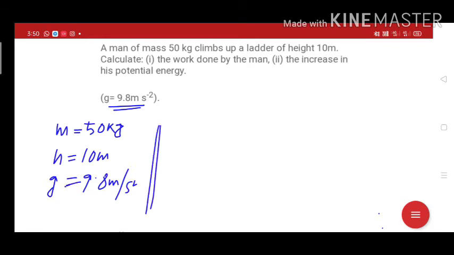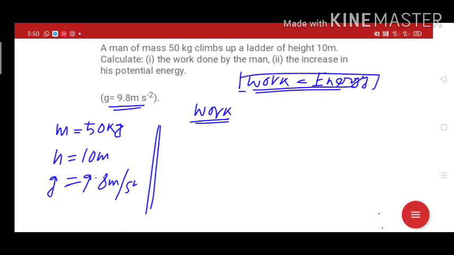So work done. So what we need to do? We have a concept, that means work done is actually the energy we spend to do our work. Work done and energy are the same thing, I have told you in the earlier videos. So here we are just going to calculate the energy, and that is also potential energy. So again we are using mgh, and that is 50 and 10.